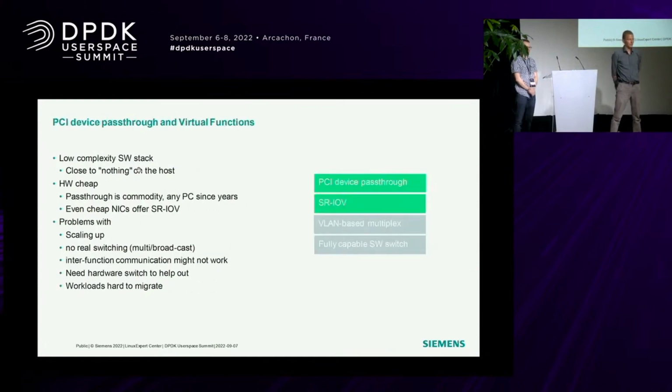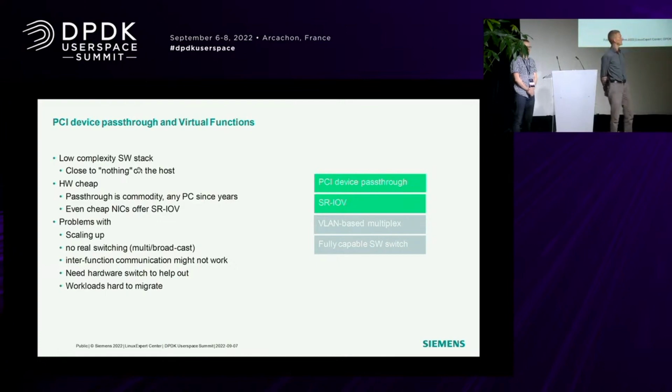Okay, let's start off with the easy one. You have an application, you run it native, or you run it in a container, or maybe in a VM. So you basically give it a full NIC, or maybe a virtual function. Hardware-wise, that's super cheap.